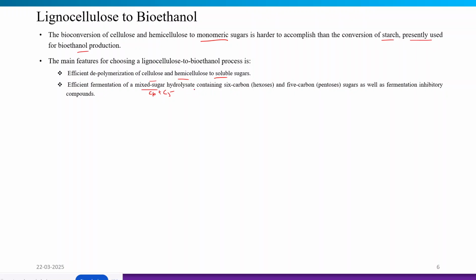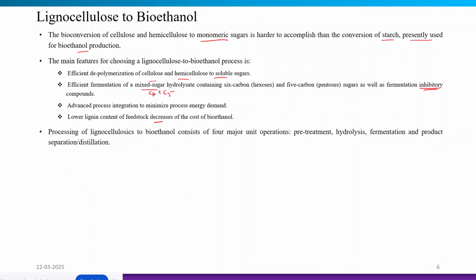The mixed hydrolyzed sugars should be further fermented, even in the presence of inhibitory compounds. Efficient fermentation should be happening, and we have to incorporate or integrate advanced processes to minimize the process energy demand. And lower lignin content of the feedstock should be encouraged to reduce the overall cost of bioethanol production.